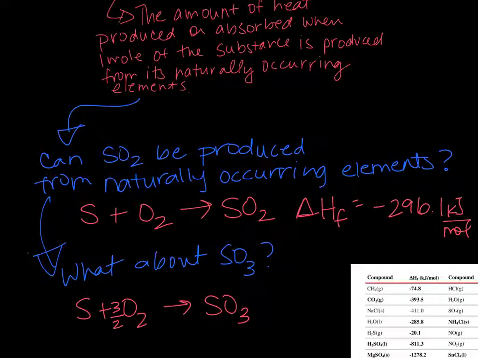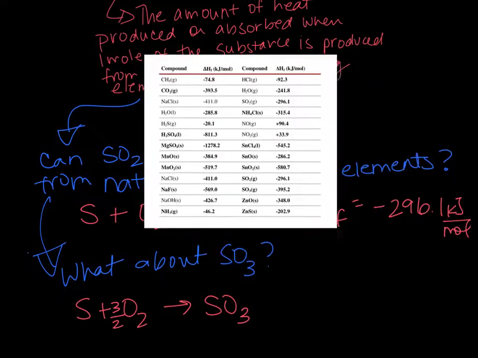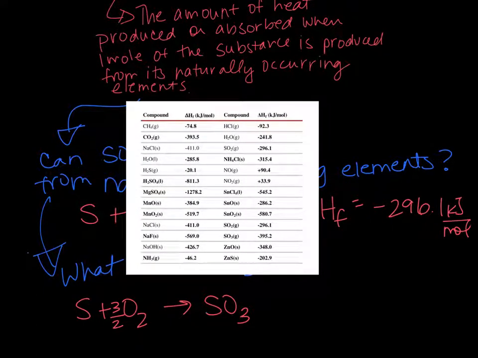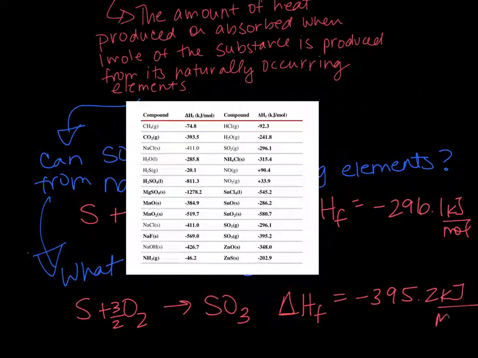The delta H of formation of this one is going to be negative 395.2. So if this reaction happens exactly like it's written, where 1 sulfur reacts with 3/2 of an oxygen to give us 1 SO3, this much heat would be produced. So it would be an exothermic process.